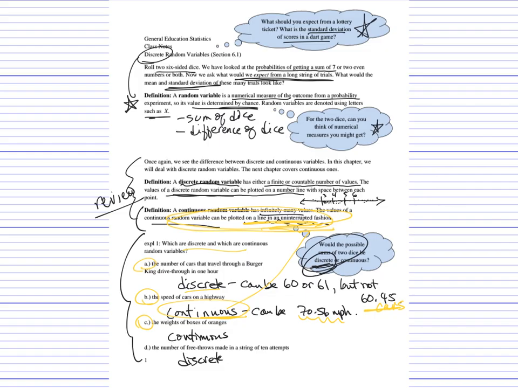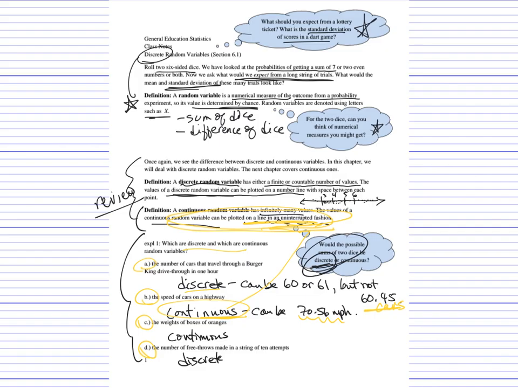Letter C, for the same reason, the weights of boxes of oranges could be 40 pounds, could be 41 pounds, could be 40.3 pounds. It's a continuous variable. And then letter D, the number of free throws made in a string of 10 attempts. Very, very common setup for these chapters. And we're talking about a discrete variable.